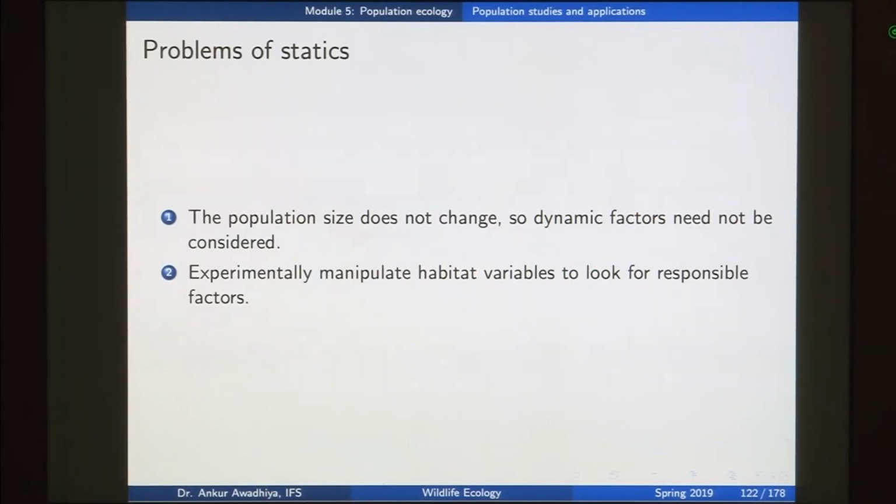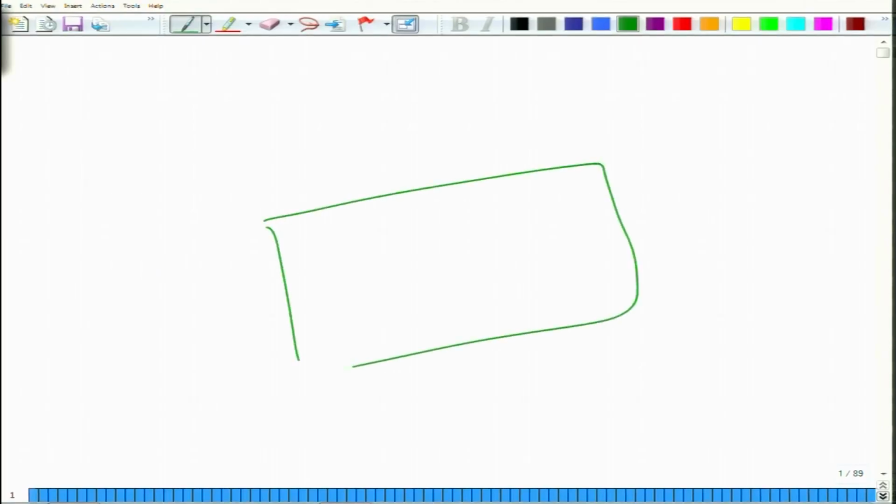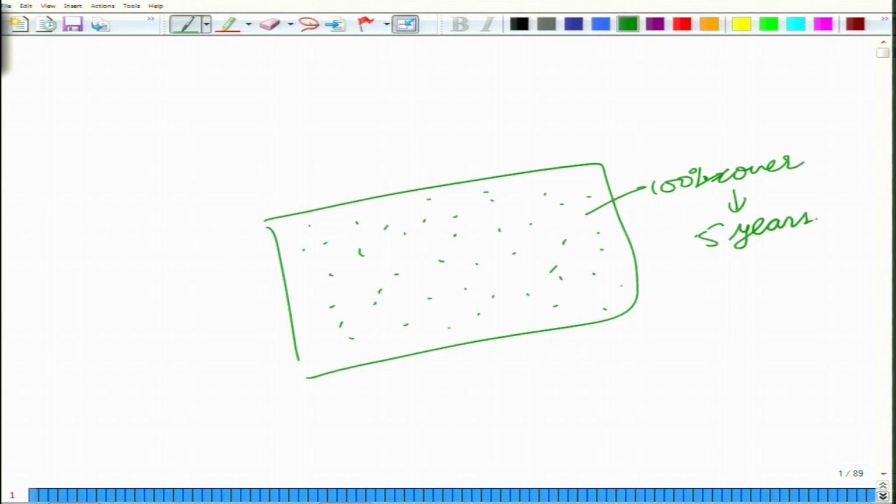So how do you solve this question? You can experimentally manipulate the habitat variables to look for the responsible factors. So for instance, you have say a part in the seas that is having a very high growth of algae. You have this whole area that is covered with the algae, so you have a 100% cover, and you have this 100% cover say for the past 5 years. So nothing is changing. Now you can ask the question, why is nothing changing in this area?